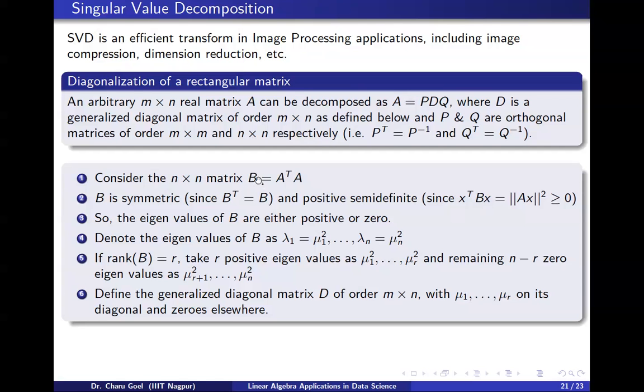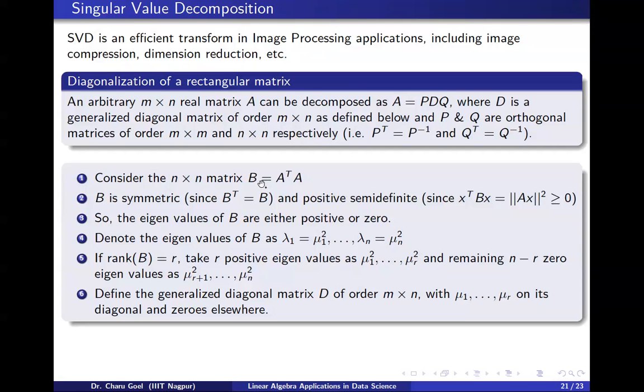Then pre-multiplying here, it will be X transpose A transpose times A times X, and that would simplify to this quantity which is always non-negative. So B is a symmetric and in fact positive semi-definite matrix, and the eigenvalues of a symmetric matrix are real, and the eigenvalues of positive semi-definite matrices are either positive or zero. These are among the basic properties of eigenvalues and eigenvectors. So that means the eigenvalues of this B will be either positive or zero.